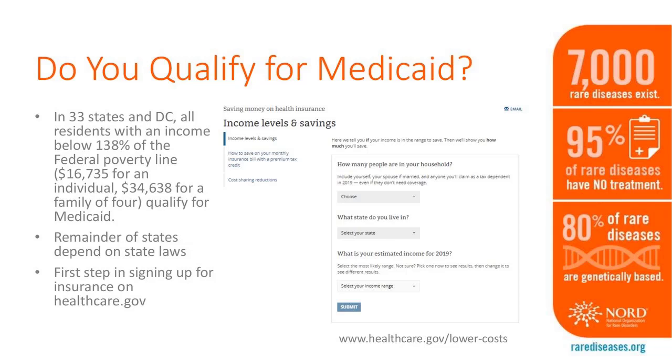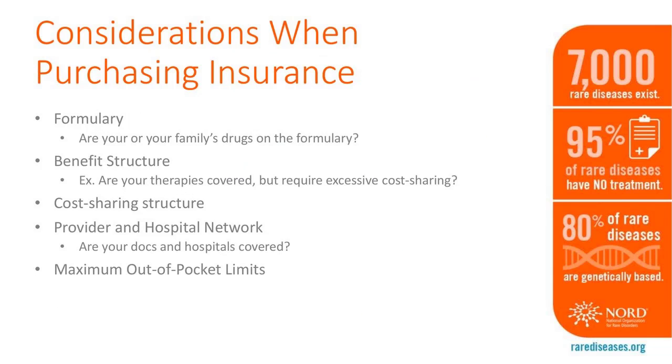So this is a slide that really covers some important considerations regardless of the type of insurance you're seeking. Even if you have an employer-based plan, if you're on Medicare, if you're on Medicaid, if you're looking for an ACA marketplace plan, these are important considerations you always need to think about. First and foremost, if you are reliant on certain medications, making sure those medications are covered under your insurance plan is a very important consideration.